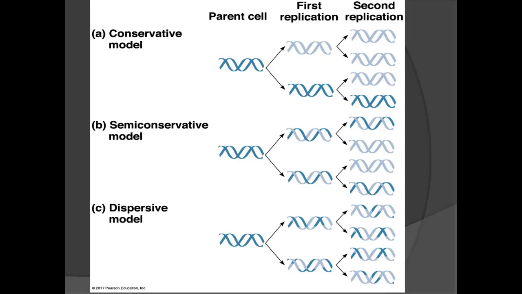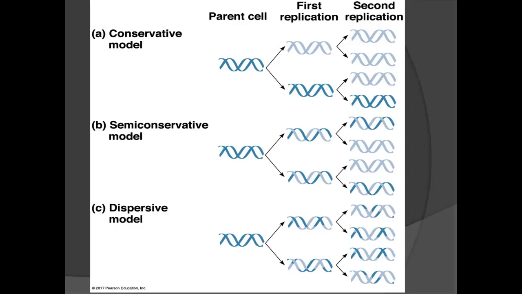In the conservative model, after the first round of replication, the parent DNA would only be found in one of the cells. The conservative model would state that both DNA strands would act as a template, however, they would remain together. As a result, only one of the daughter cells would contain the radioactively labeled DNA, whereas the other daughter cell, after the first round of division, would contain entirely new DNA molecules.